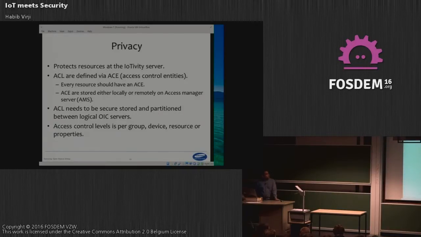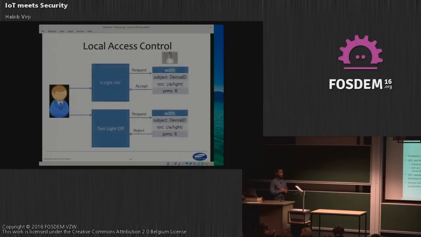Apart from that, it also has privacy, which implies that you can segregate two different areas in your house and respect who has permission to what. Each resource has access control entries, which define who has permission to read or write. The policies could be on the light bulb, but you can imagine it's quite constrained, so it can have an extra server, the access manager server, which keeps the access policies. You can define it per group, per access, per resource, so you can make it as fine-grained as you want.